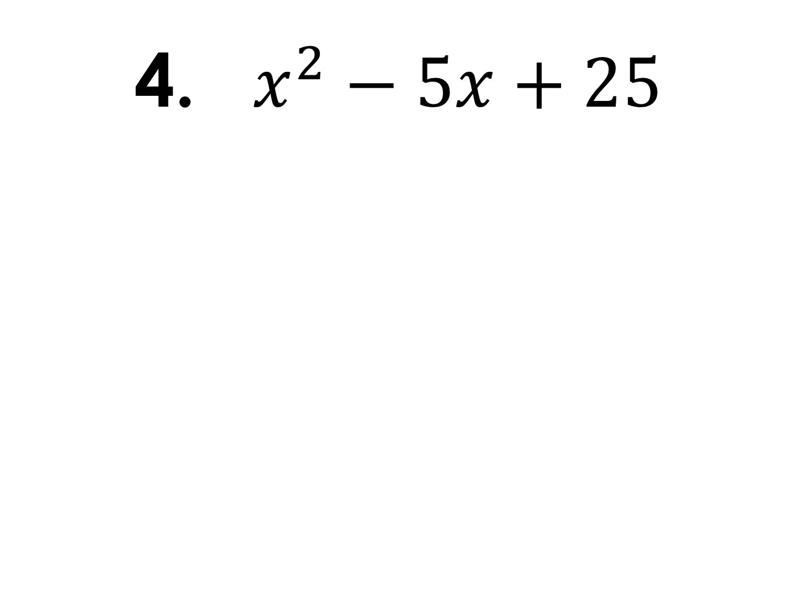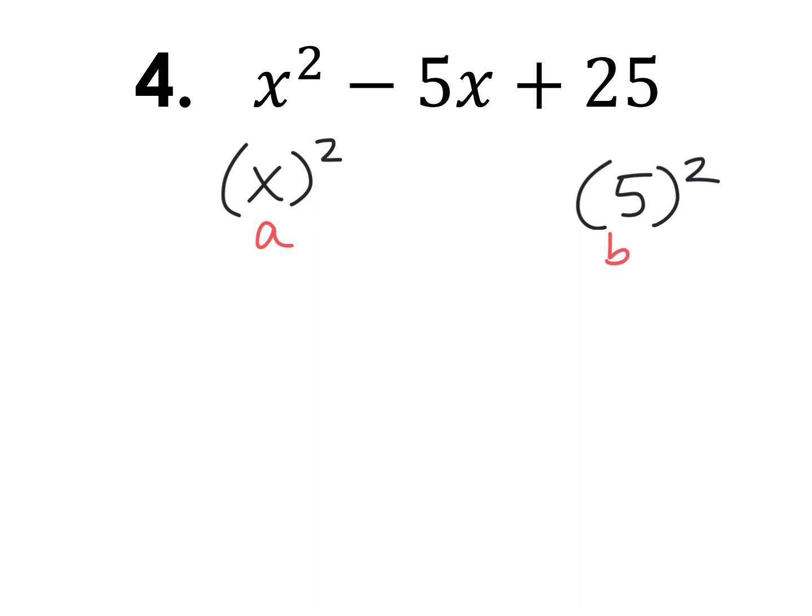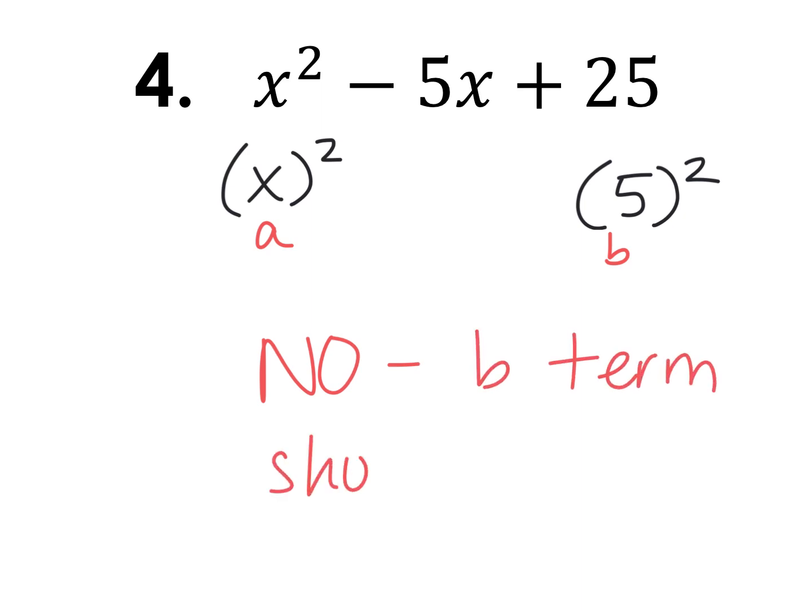Okay, this one's off to a strong start because x squared can be written as x squared and 25 can be written as 5 squared. So those are good. The middle term should be double of a times b. A times b is 5x. So the middle term should be some version of 10x. Is it? No, so it's not a perfect square. The b term should be 10x to make this work, so it does not factor.